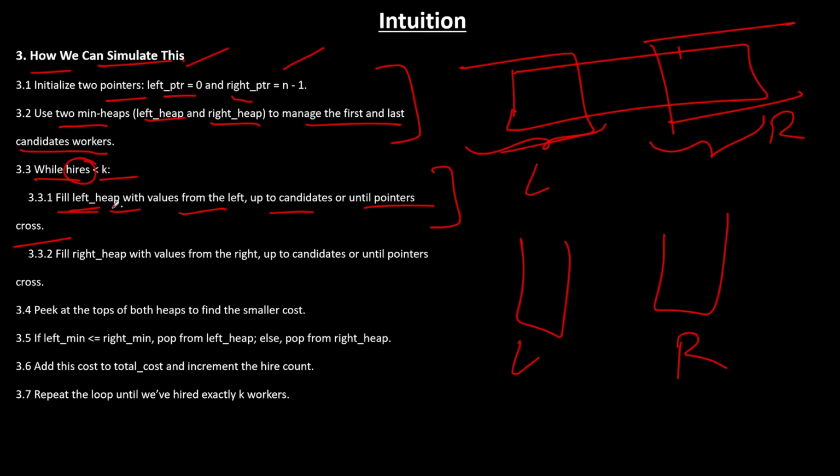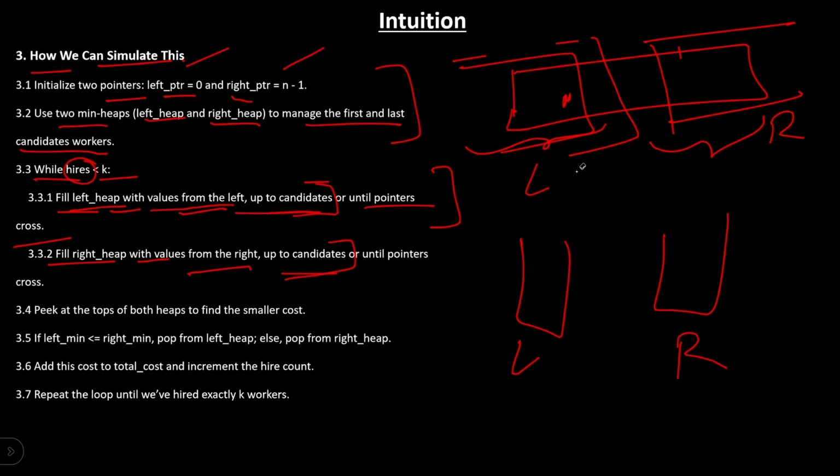We fill the left heap with values from the left up to the candidates. Take this part up till here. And fill the right heap with values from the right up to the candidates. Make sense? After this we will pop the values, this will increase, and again the same thing will happen.